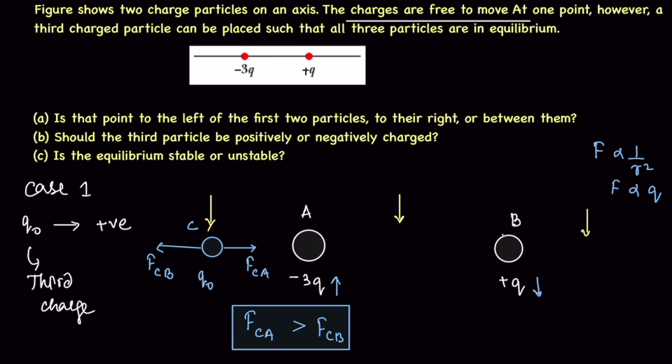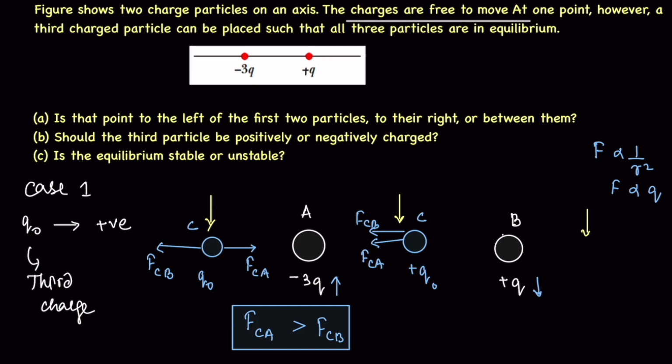Second, if we take the charged particle between A and B, A will attract the charge C and B will repel the charge C. So in this case, both the forces are in the same direction, so no equilibrium will be formed.